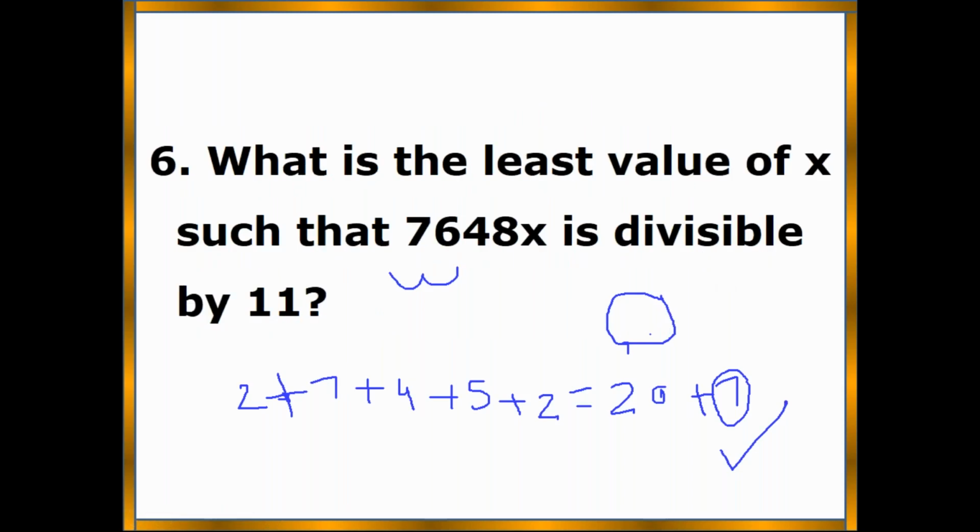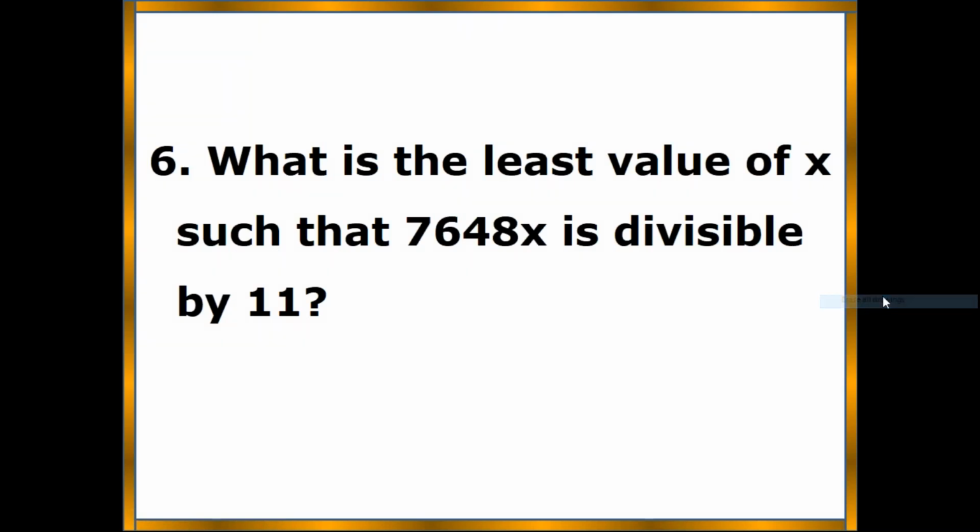What is the least value of x such that 7648x is divisible by 11? 7648: sum of the digits at odd positions, 7 plus 4 plus x, minus the sum of the digits at even positions, 6 plus 8.